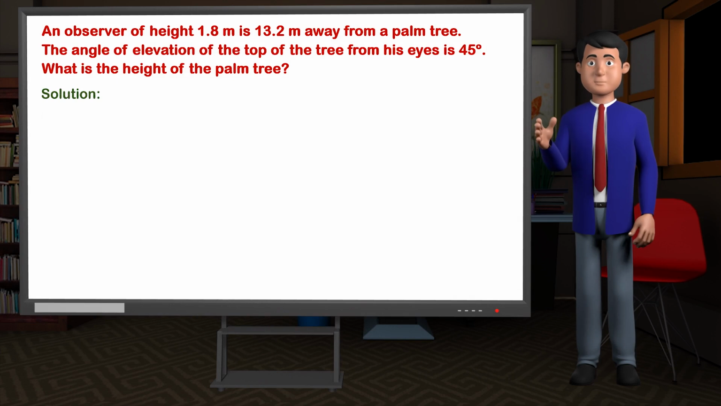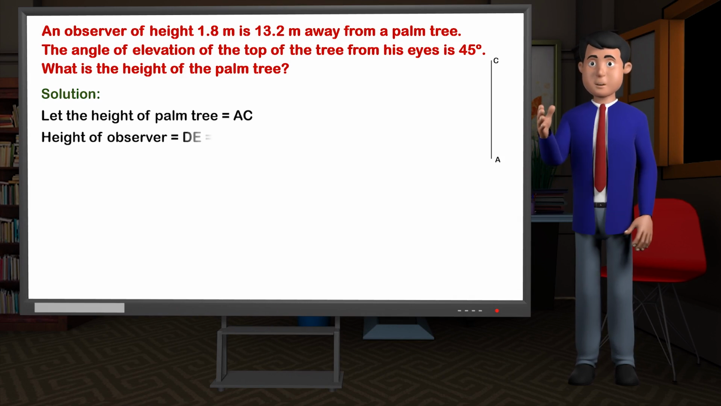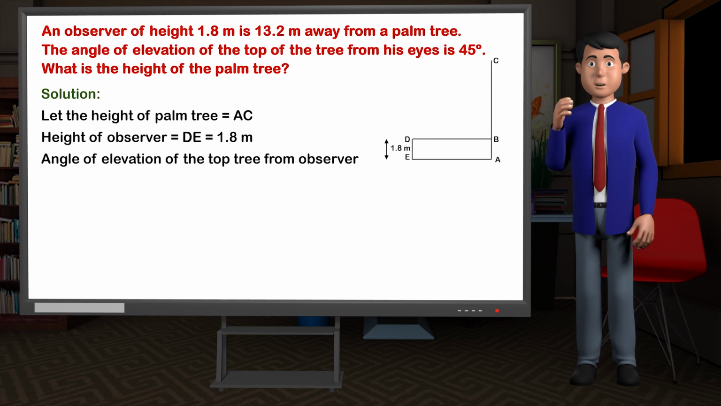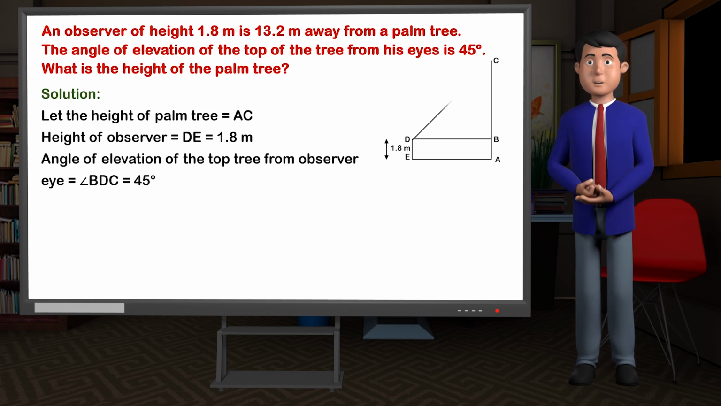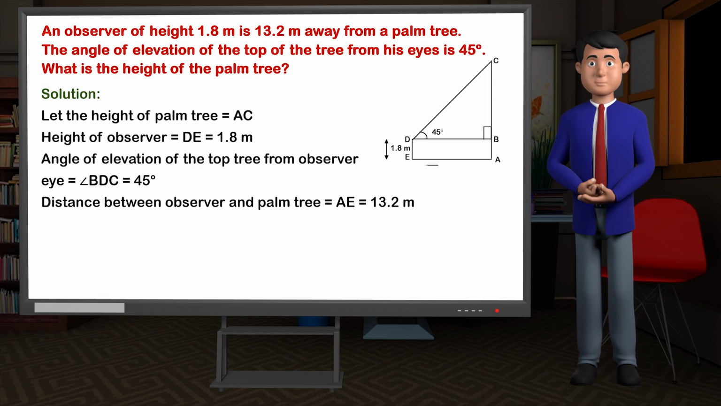Solution: the height of the palm tree is equal to AC. Height of observer is equal to DE is equal to 1.8 meters. Angle of elevation of the top of the tree from the observer's eye is equal to angle BDC is equal to 45 degrees. Distance between observer and palm tree is equal to AE is equal to 13.2 meters.